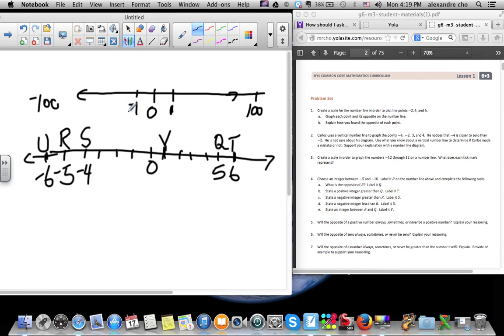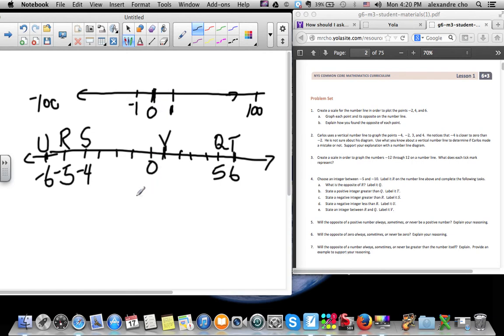Okay? Well, the opposite of 0 is always, sometimes, or never 0. The opposite of 0 is 0 because it is 0 spaces away from 0. In order to be its opposite, you have to be the same distance away, either on the negative side or the positive side. So in this case, 0 is just 0, always 0.